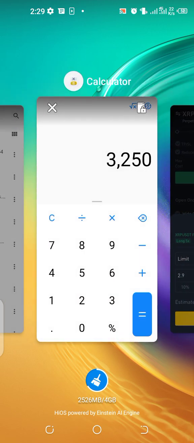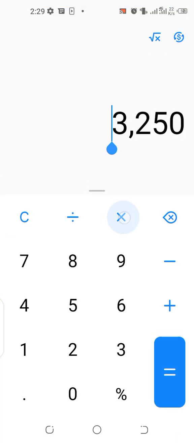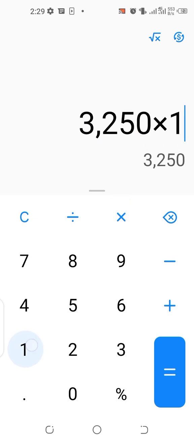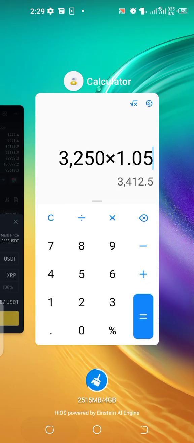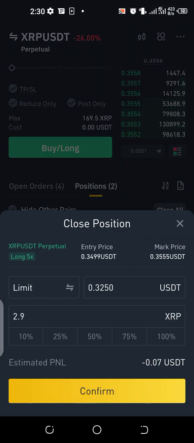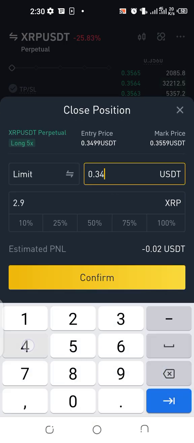So the new level at which I want to sell will be 3250 times 1.05, that's 3412.5. If you look at 3412.5, it's lower than where I even started from, so I can close in profit at a lower level. So I can put that there, 3412.